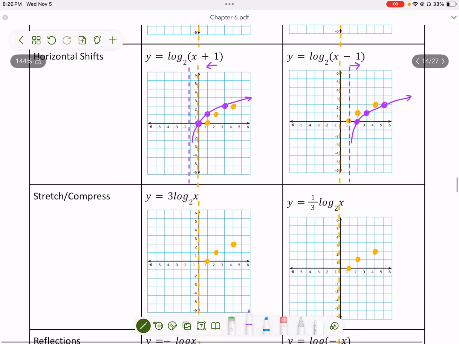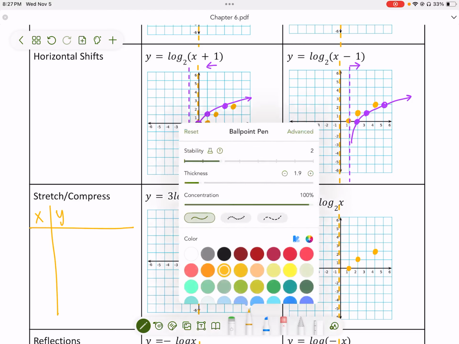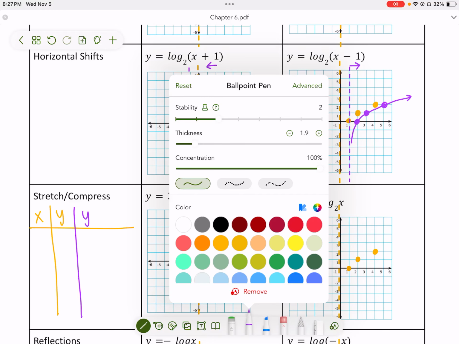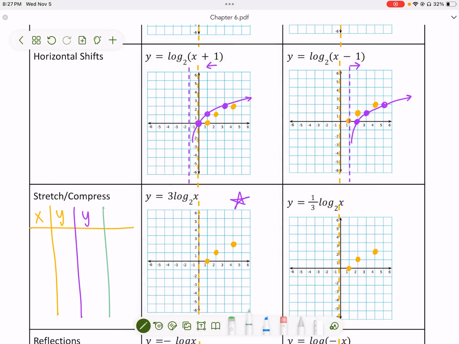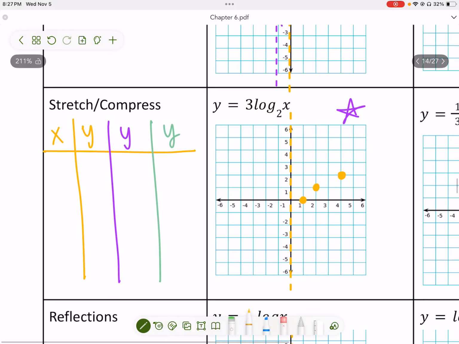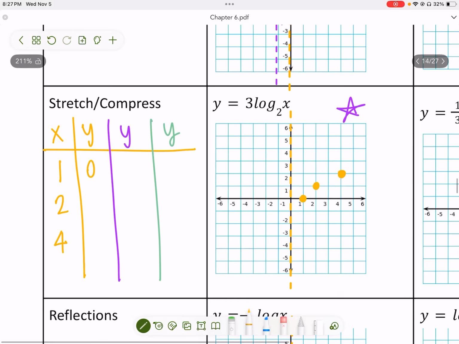Zooming out. I'll do something similar that I did with the other transformations that we had. And we'll do purple for this one, and then we'll do a different color. We'll do like green or something for this one. So here are my x values. I had a 1, a 2, and a 4, and my original y's were 0, 1, and 2.